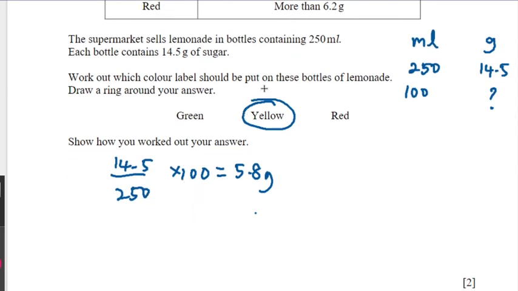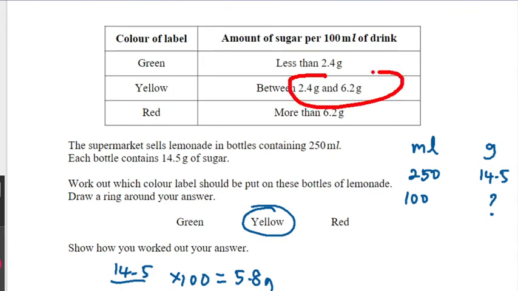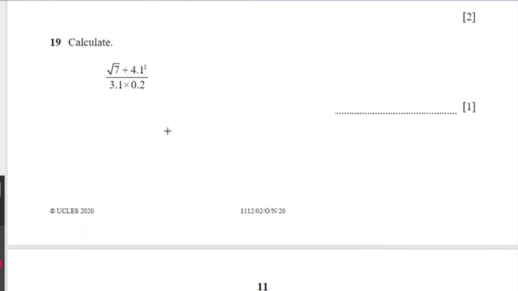Fine. Because this one they give you 250, right? And then 250 contains 14.5 grams. So if 100 milliliters, how much? You use ratio and proportion, yeah? Okay, that method. So 5.8 is somewhere here. So therefore, it's yellow color. Got it, students? Okay, 19. Move on. Okay, question number 19 here.